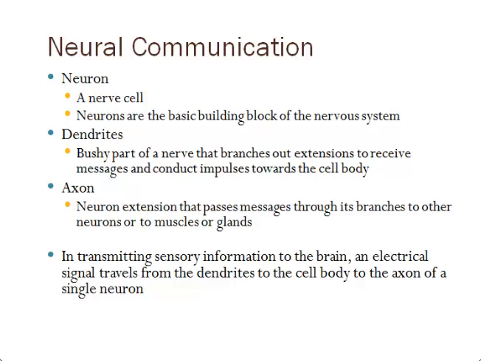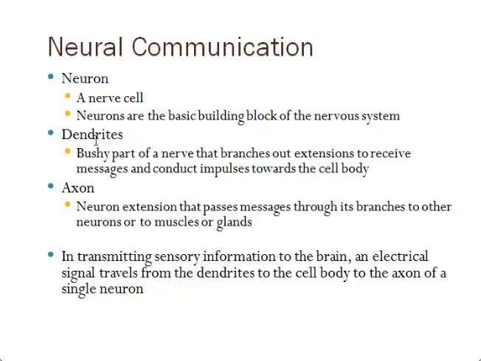The brain is the central component, the main part of the central nervous system, which is the brain and the spinal cord. And then you have the rest of the nerves that go throughout the body, and those are neurons. Neurons are nerve cells. We've got cells throughout our body, and a type of those cells are neurons. Neurons are the basic building block of the nervous system.